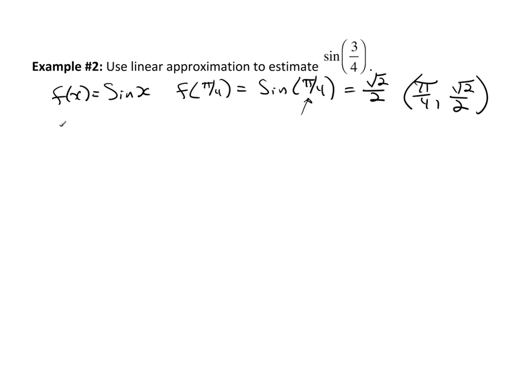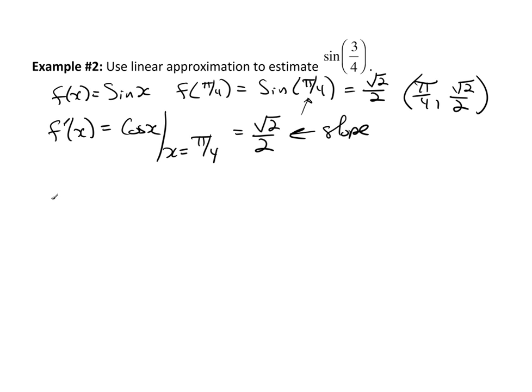Now I need to find the slope. F prime of x, the first derivative, will be equal to cosine of x. I need to evaluate that at x equals pi over 4. And cosine of pi over 4 happens to also be root 2 over 2. Pi over 4 is where sine and cosine are equal to each other. So this is now my slope.